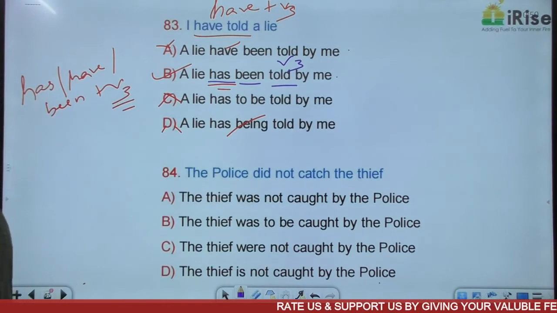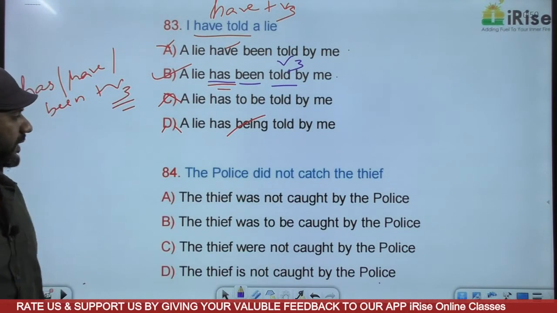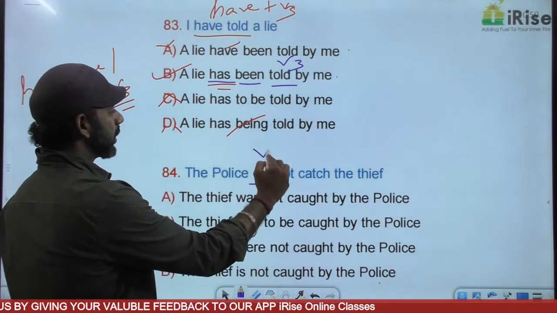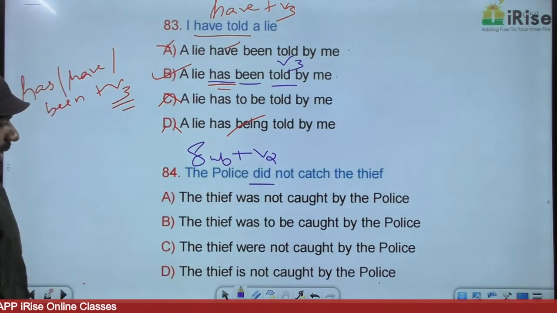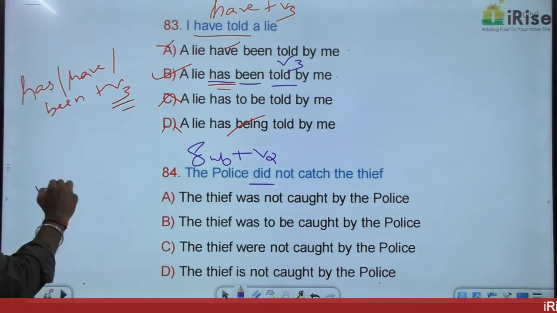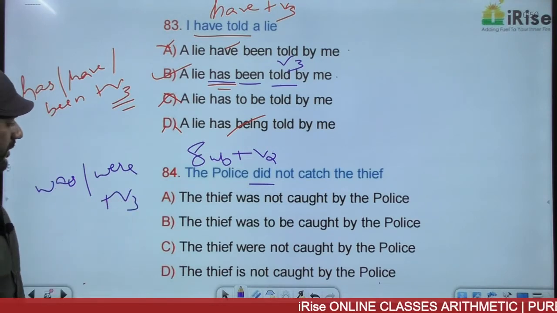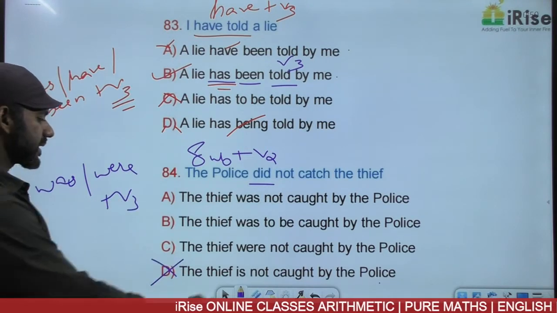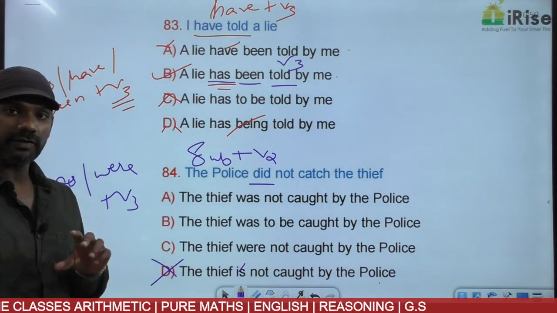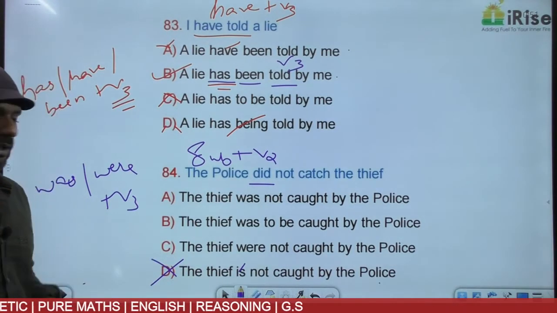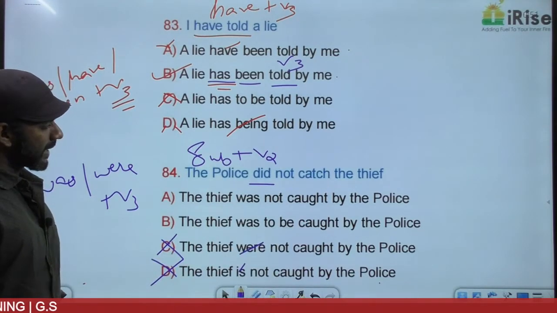The police did not catch the thief. Did is V2, will not come in the passive voice. Subject plus V2 is simple past tense. Passive voice structure is was or were plus V3. Based on that, D is eliminated. D says is, present tense. The object here is thief. The thief, singular. The verb must also be singular. Based on that, C is eliminated. C says were, plural. Come to A.